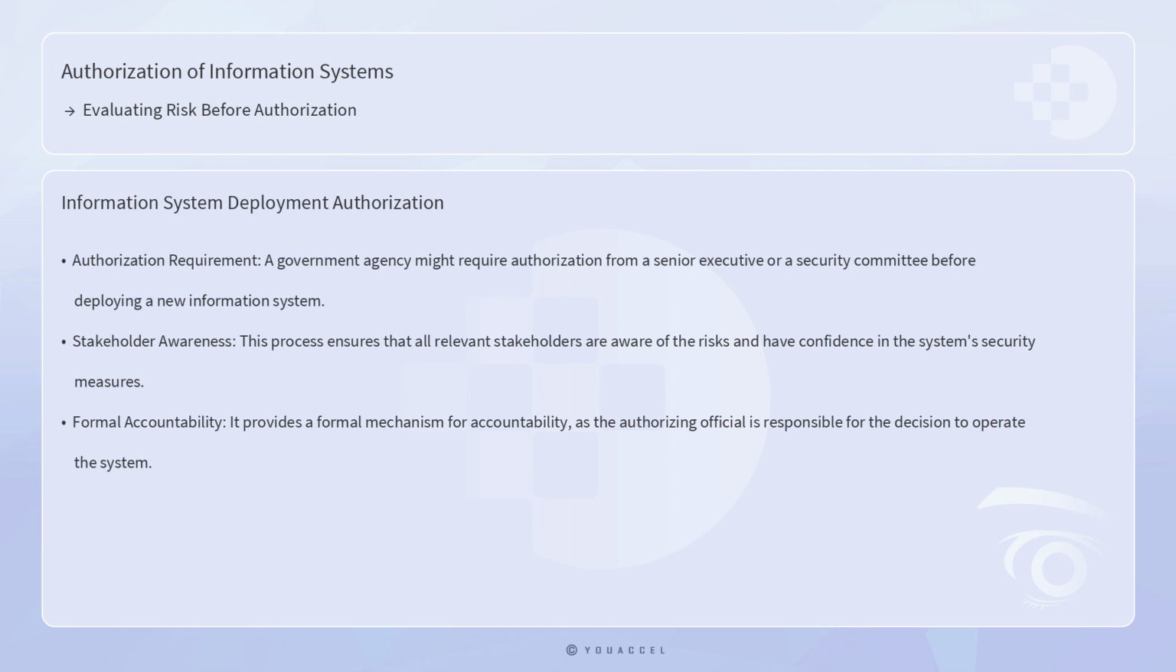For example, a government agency might require authorization from a senior executive or a security committee before deploying a new information system. This authorization process ensures that all relevant stakeholders are aware of the risks and have confidence in the system's security measures. It also provides a formal mechanism for accountability, as the authorizing official is responsible for the decision to operate the system.